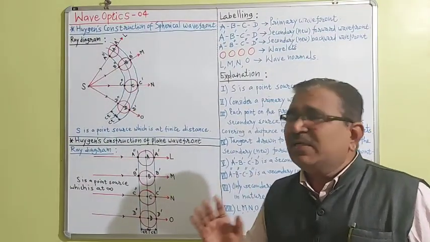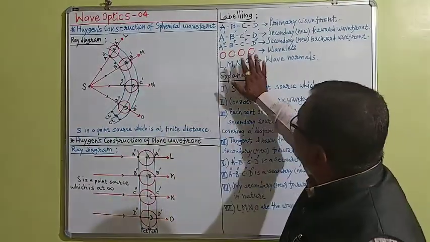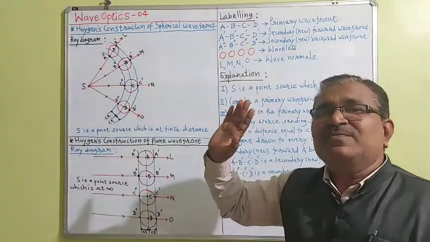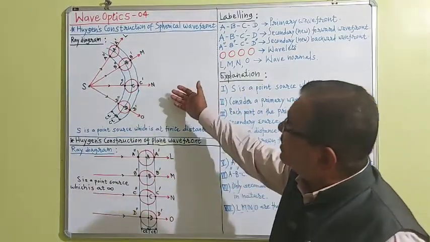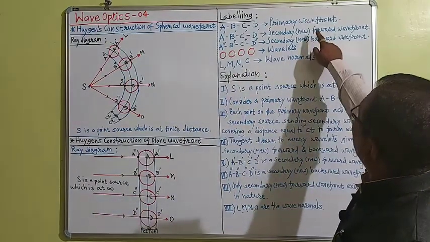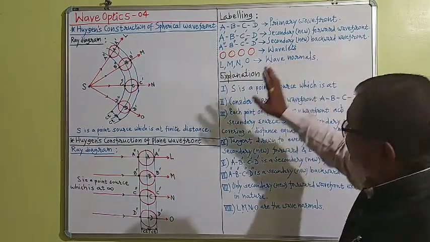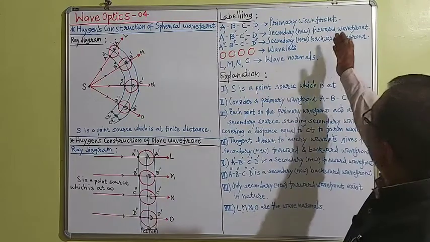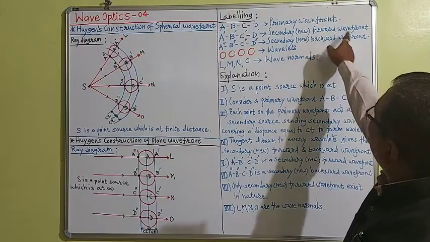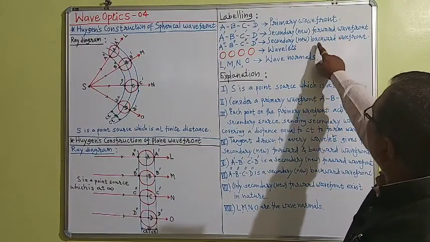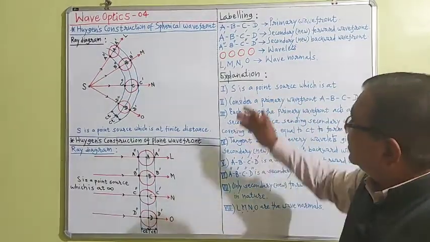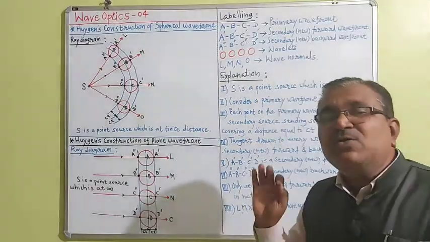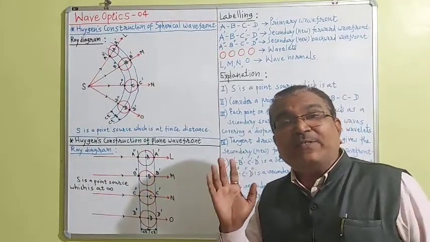So in this way, for both the diagrams, this is a 2-in-1 labeling. Write down the same labeling. While learning spherical wavefront, you can write spherical before wavefront. While learning plane wavefront, you can write the word plane before wavefront: plane wavefront, backward plane wavefront, like this. This is the only difference. The explanation also I have written common to make physics very easy.